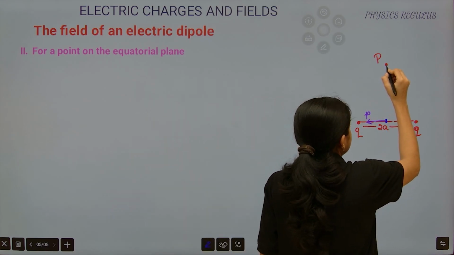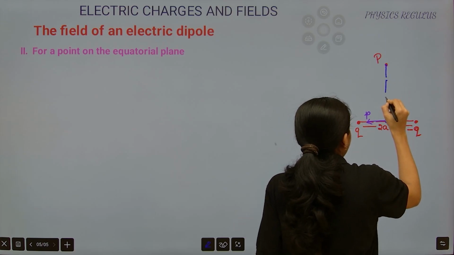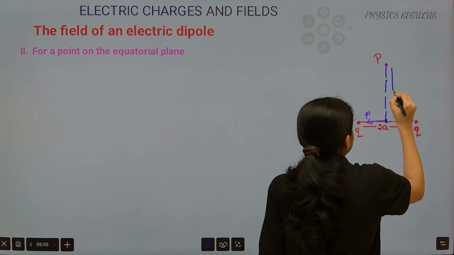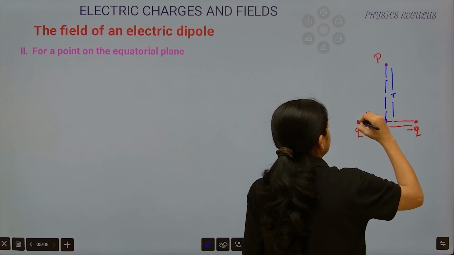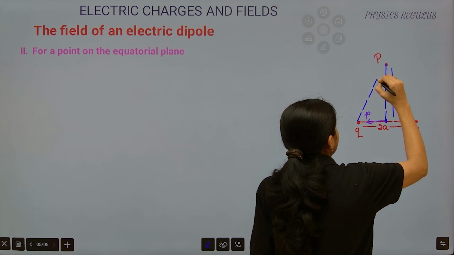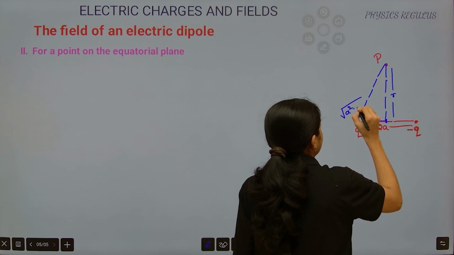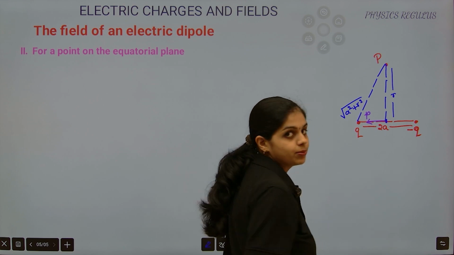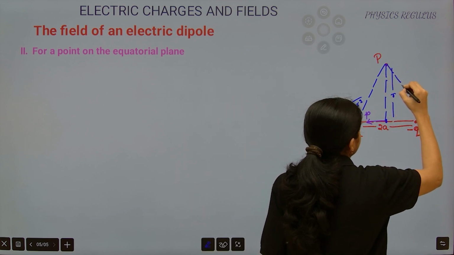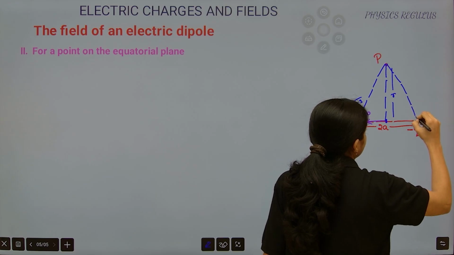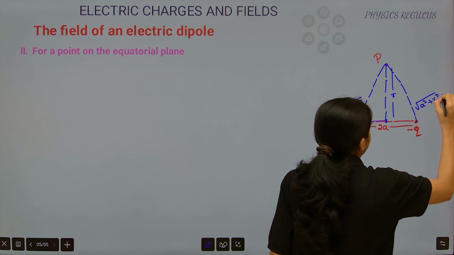Let r be the distance between point P and the center of the dipole. And the distance between point P and charge Q is, according to Pythagoras theorem, root of a square plus r square. Similarly, the distance between point P and charge minus q is also root of a square plus r square.